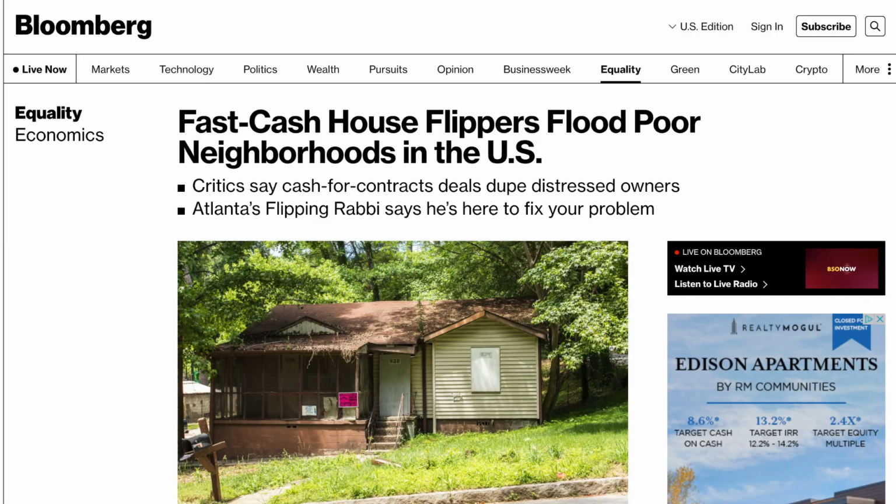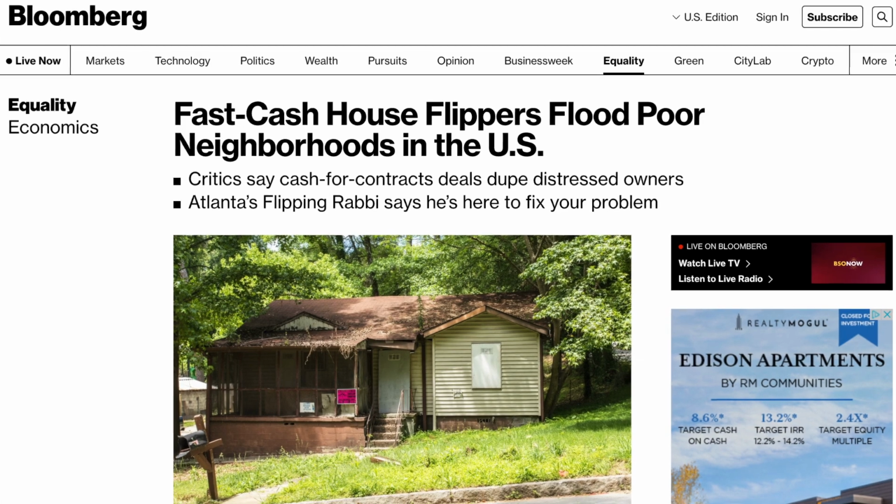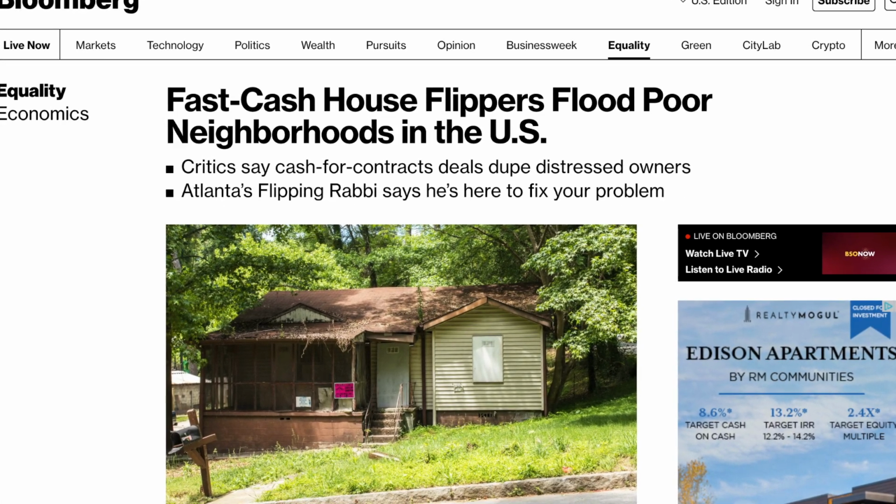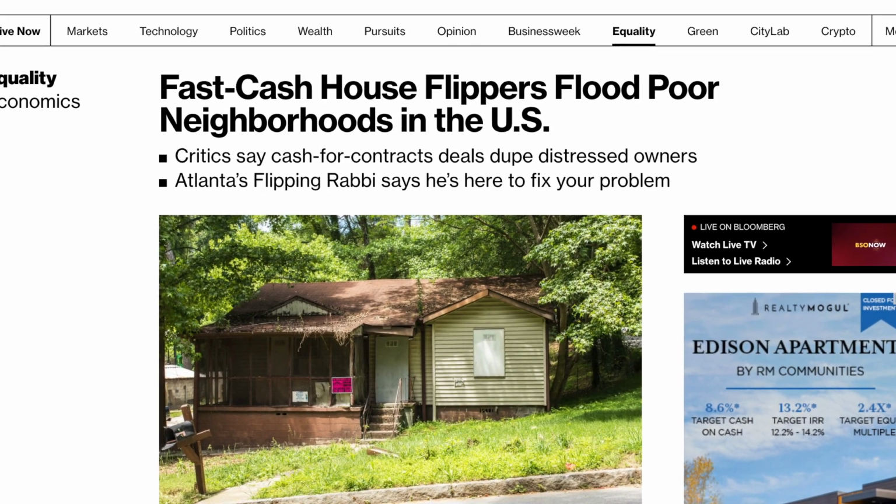Even the media is jumping on the bandwagon that wholesalers rip off sellers and are predatory. Bloomberg News ran an article claiming wholesalers are duping unsuspecting low-income sellers from their properties. Now, I've shared how I feel about this before. To me, it's unfortunate to see this narrative take root in America, giving wholesalers a bad rap. Sure, there are some bad actors and the industry needs to unite and raise the bar, but the reality is wholesalers in general provide tremendous value to distressed sellers in every market.